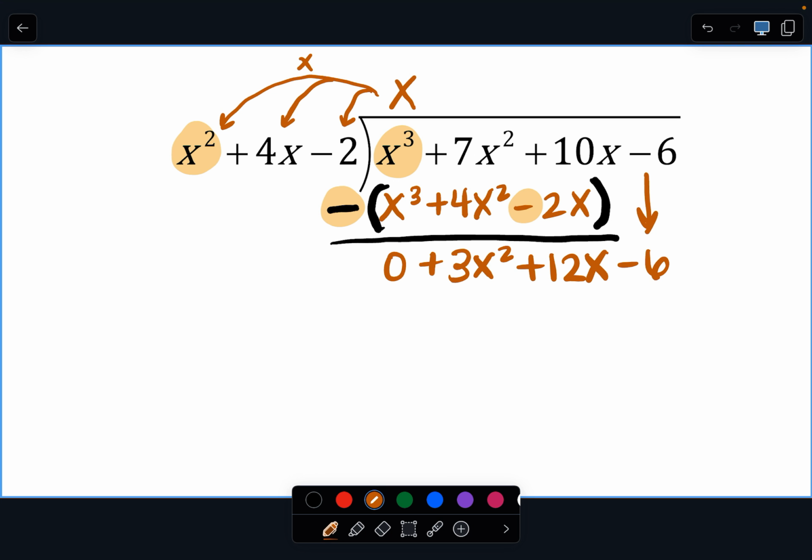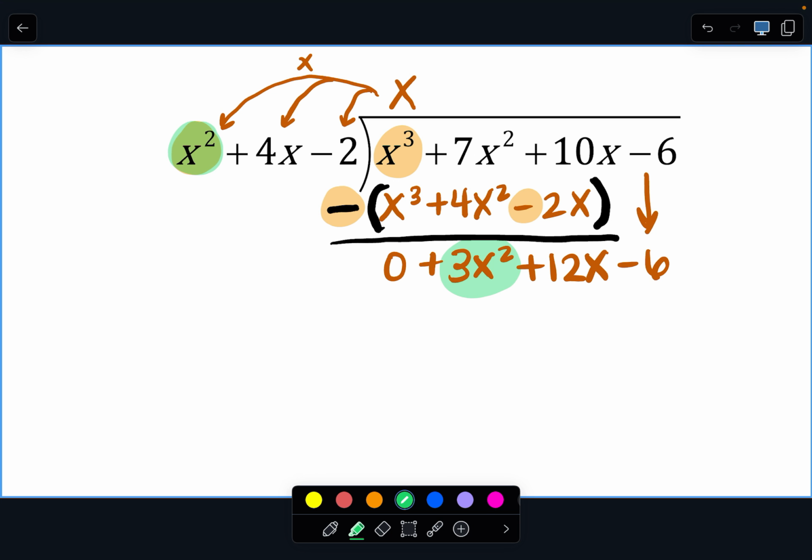Now, second round of this, I'm going to go in, and this is kind of like we're at the point where we got 8, we dropped the 4, and we're trying to see how many times does 16 go into 84. We're on that second round. I'm not looking at the 0 because the 0 is not going to matter. I'm focused on the 3x squared. That's the next term that I have. And I'm still looking at x squared. What do I have to multiply x squared by to make 3x squared?